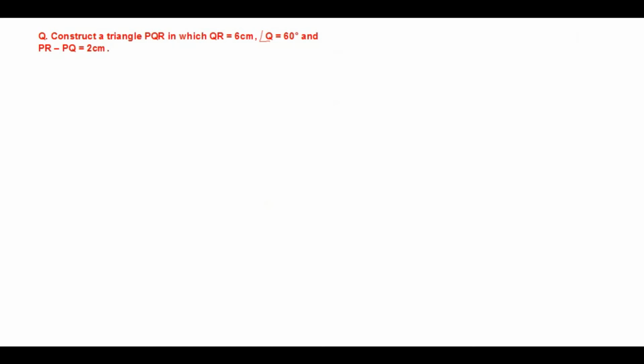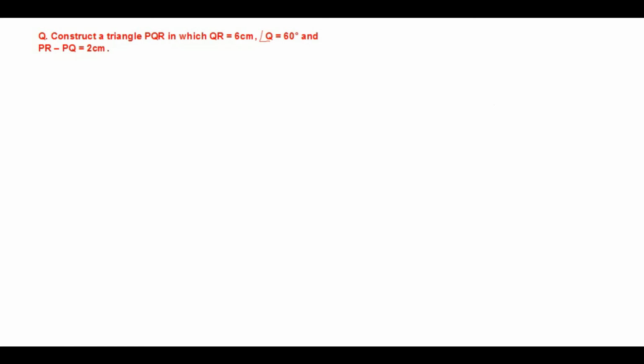Okay, one more type of questions we have in this. Let's see the second type, type 2. Here the question is: construct a triangle PQR in which QR is 6 centimeter, angle Q is 60 degree, and PR minus PQ is 2 centimeter. So here you see QR is 6 centimeter, angle Q is 60 degree, and the difference PR minus PQ is 2 centimeter. First you draw a rough sketch to understand.